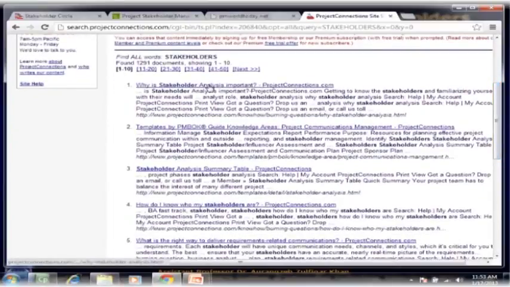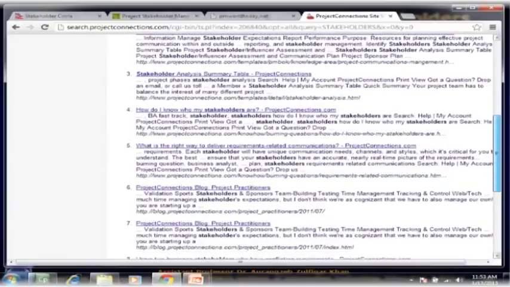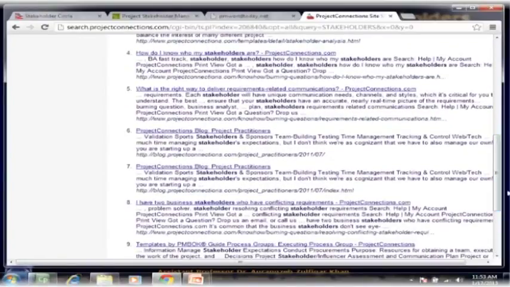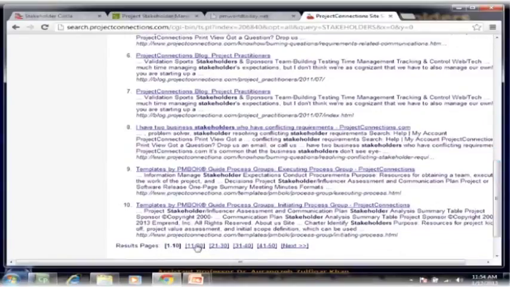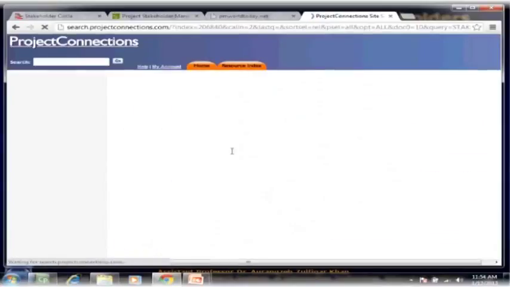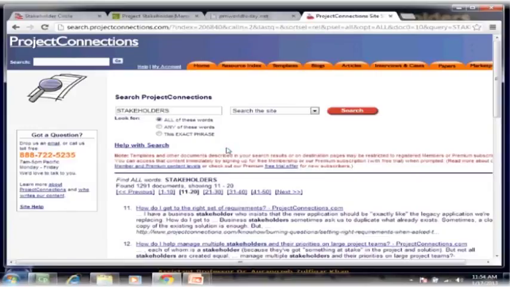Why is stakeholder analysis important? Stakeholder analysis summary table. How do I know who my stakeholders are? What is the right way to deliver requirements-related communications? Various blogs. I have two business stakeholders who have conflicting requirements. Now, how to go about that? If you want to gain some insight, then you would have to look up this link over here. How do I help manage multiple stakeholders and their priorities on large project teams?